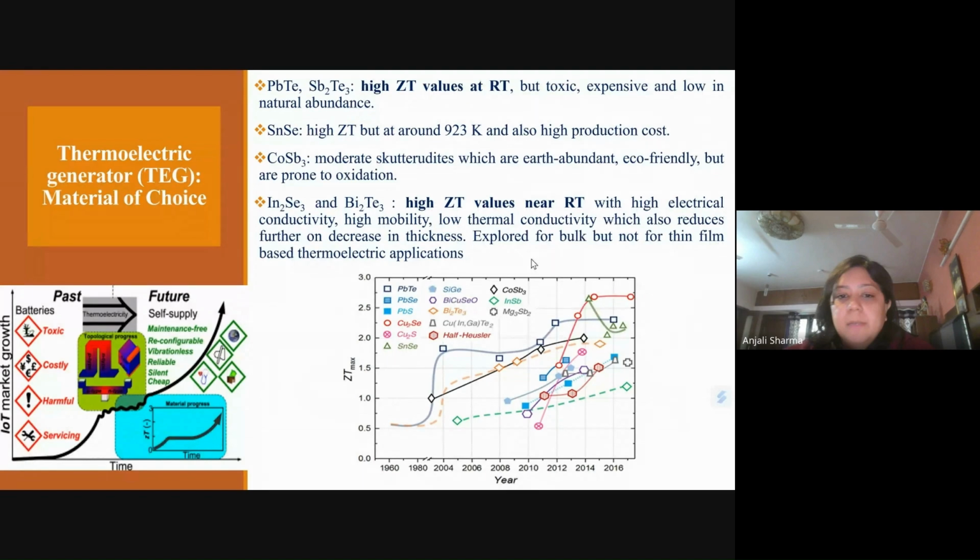But these days, indium selenide and bismuth tellurides have been widely explored. These have high ZT value near room temperature with high electrical conductivity, high mobility, and low thermal conductivity, which reduces further on decreasing the thickness. So from bulk, now we are moving towards the thin film, because thin films are first of all less explored, and also thin films provide a way towards nanotechnology.